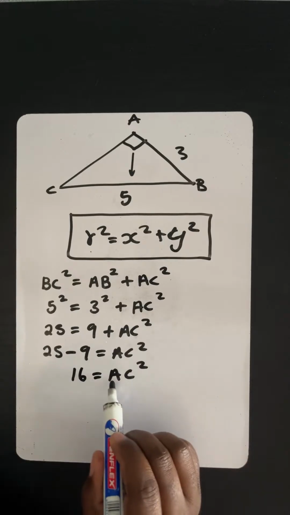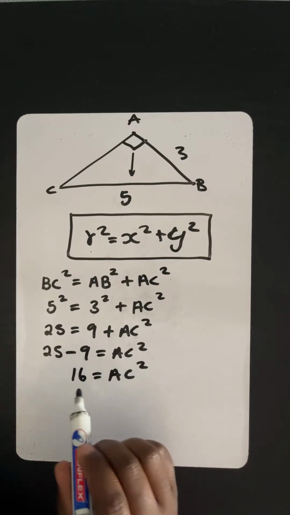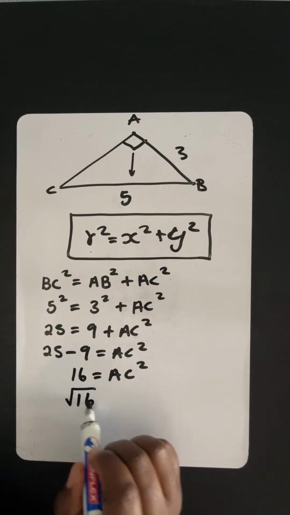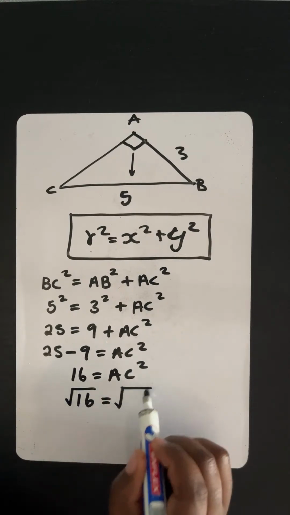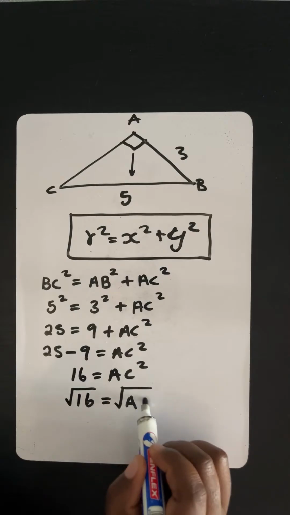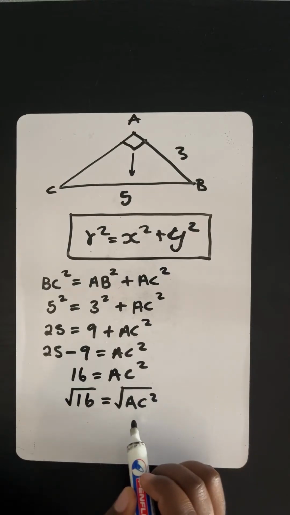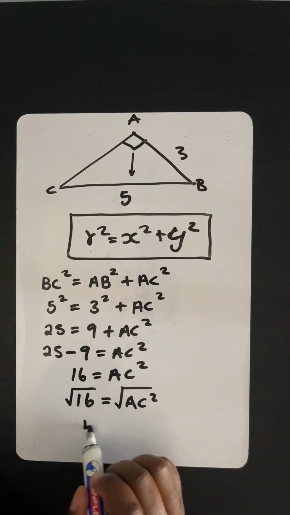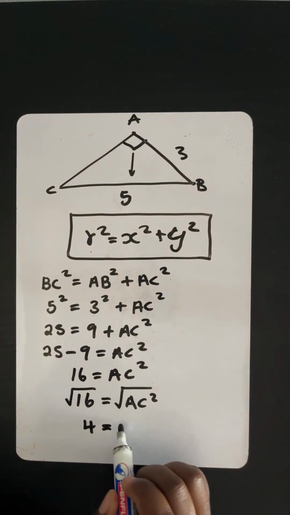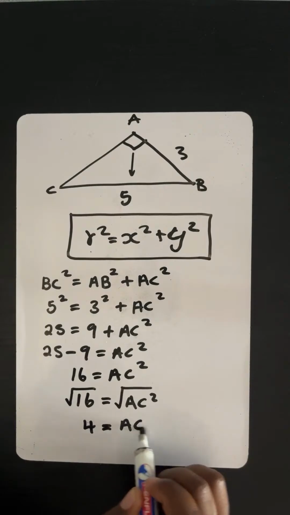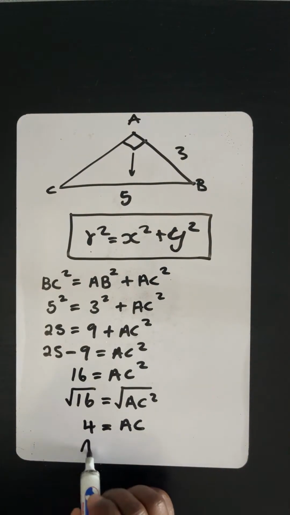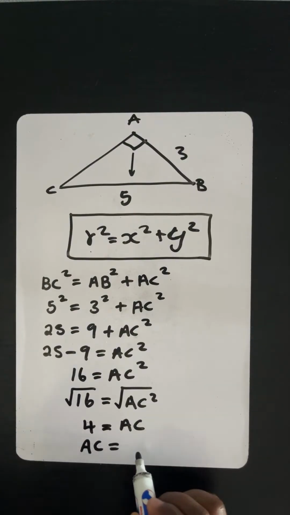Then you will say AC squared. Okay, you need to remove that squared. You are therefore forced to square root both sides. That's what you will always do. AC squared, therefore, that's how that squared is removed. And then the square root of 16 is definitely 4. And that means 4 equals AC. If you like, you can write it nicely by starting with the letters and saying AC equals 4.